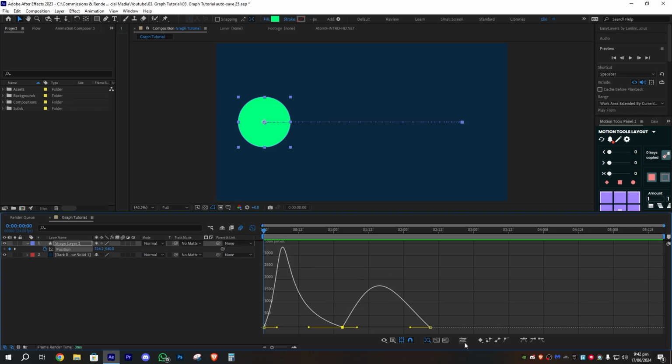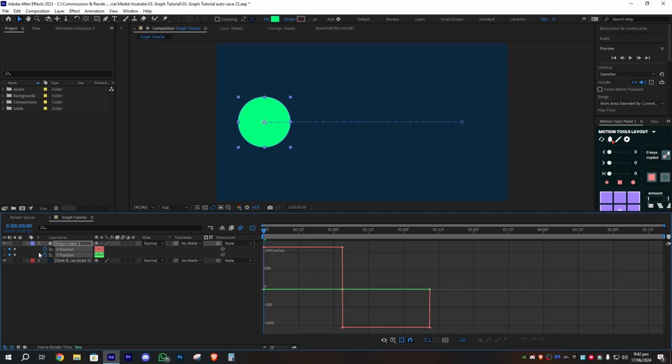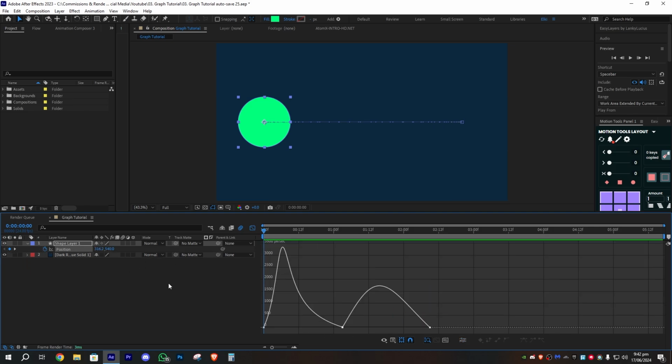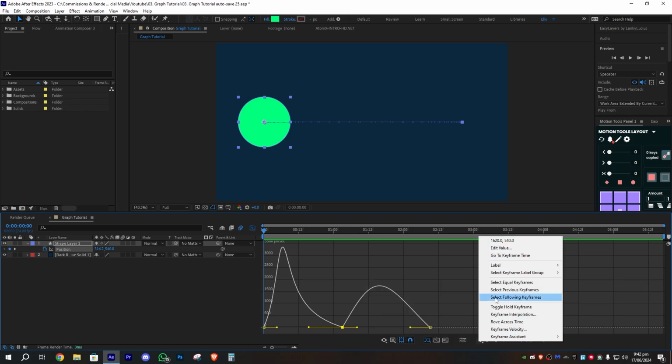Next option is separate dimensions. If you have position keyframes like me, you can click on the separate dimensions tool and it's going to separate the X and the Y position. For now, I'm going to go back to the default. These next options are also selection specific options, so for that you're gonna have to make sure that a keyframe is selected. This one is gonna give me the option manager again.